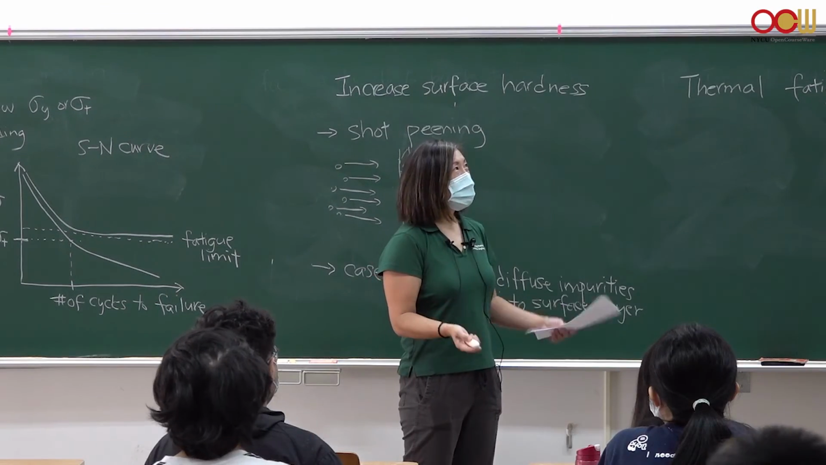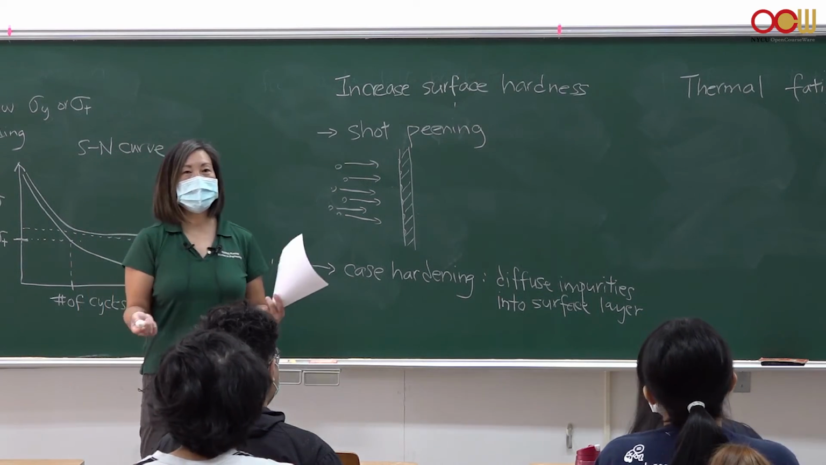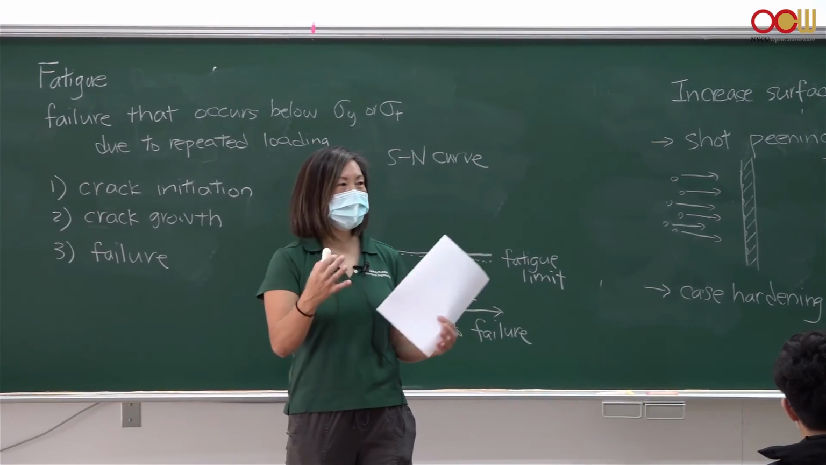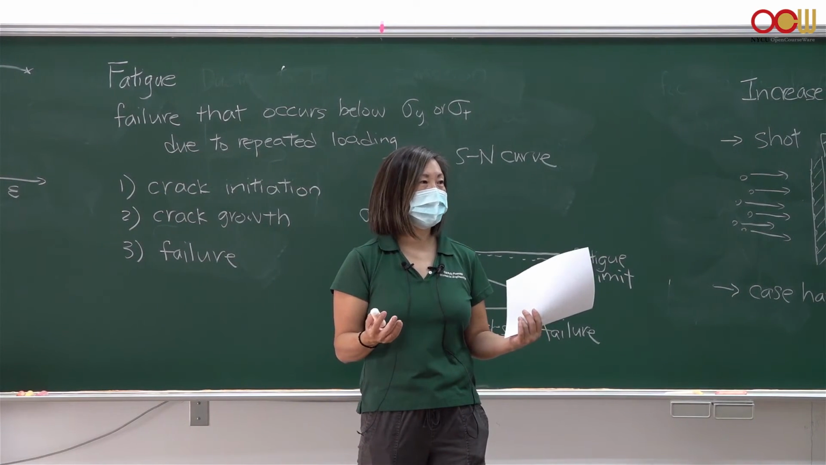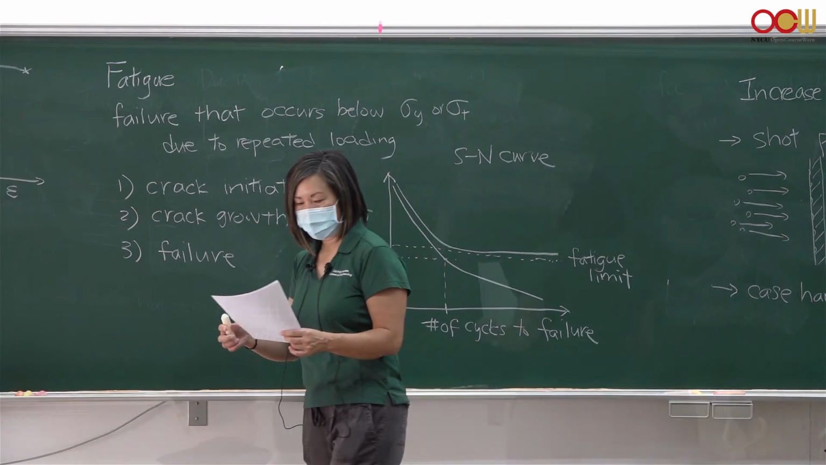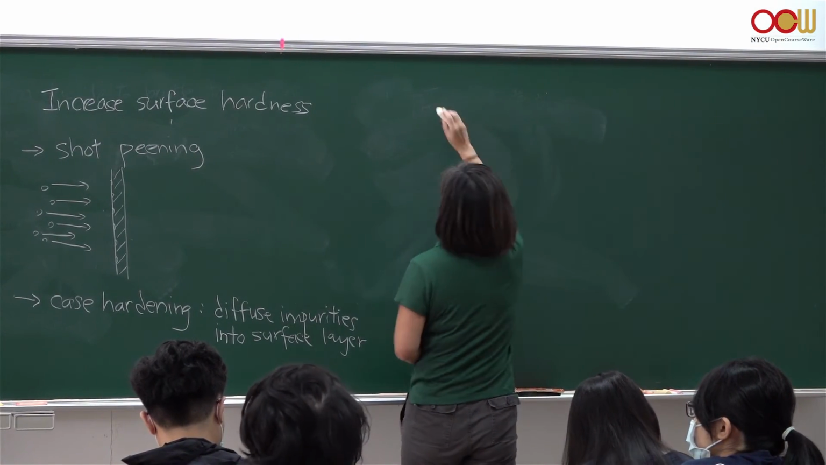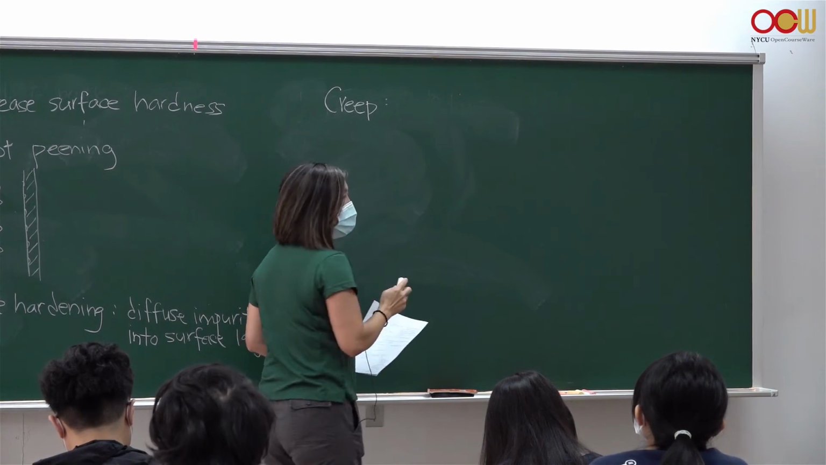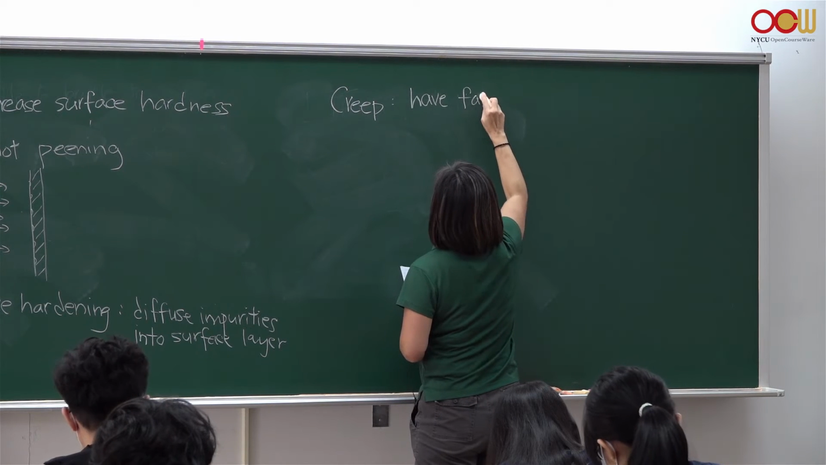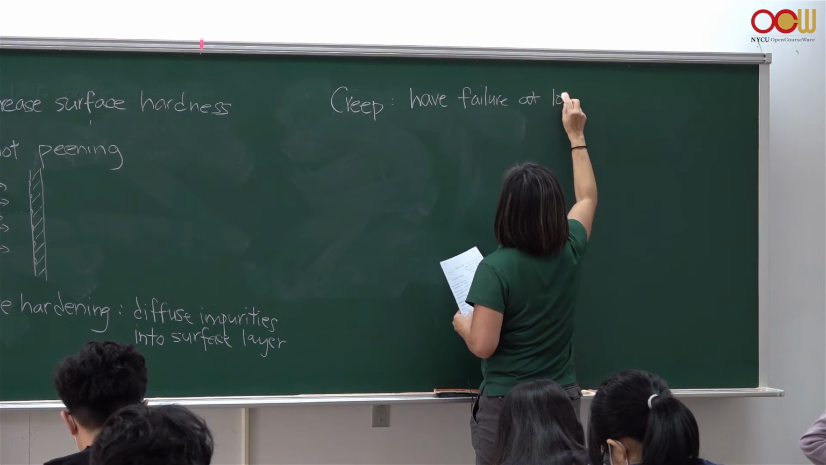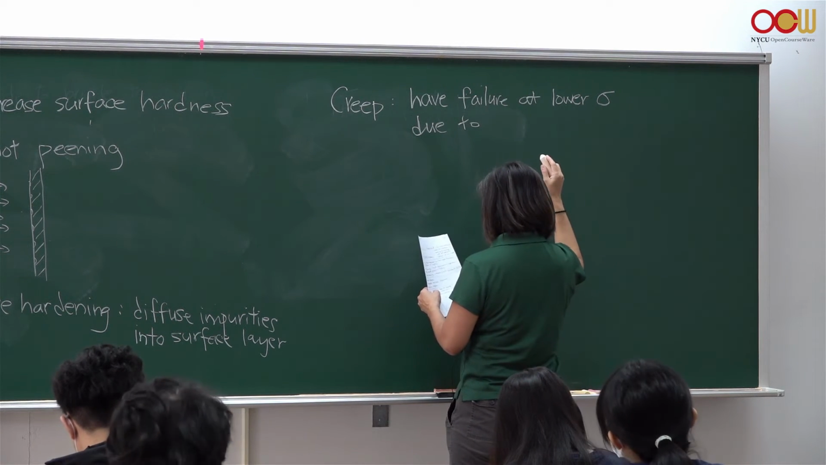And then other ways where materials can fail. An example of that is corrosion, right? You chemically alter the surface, and that chemical alteration can end up creating cracks and causing the material to fail. And then the last one for failure is creep. Creep is when you have failure at lower stress due to constant stress.